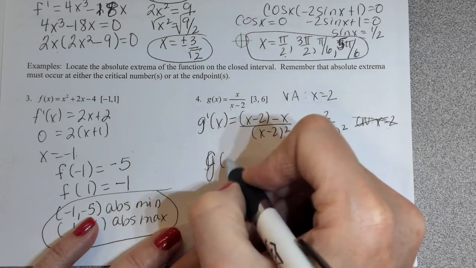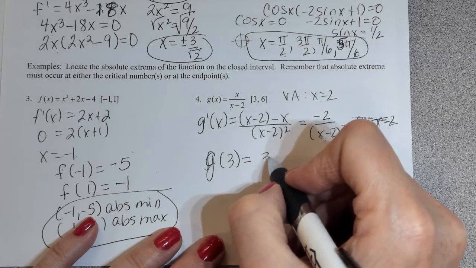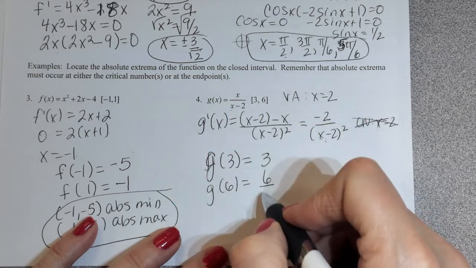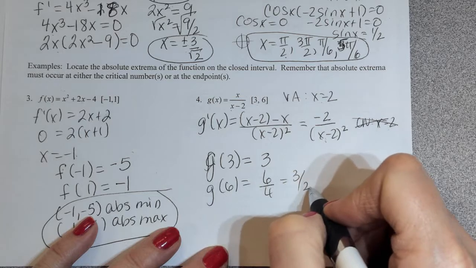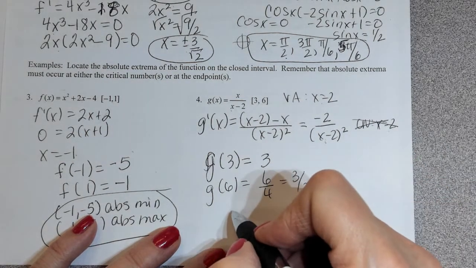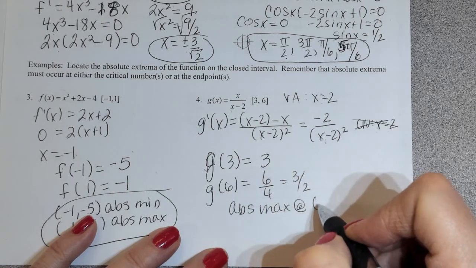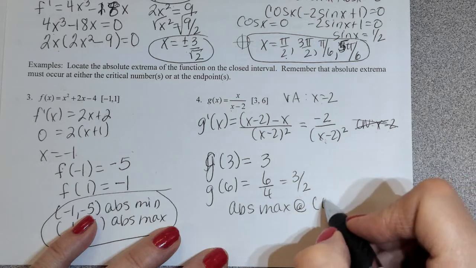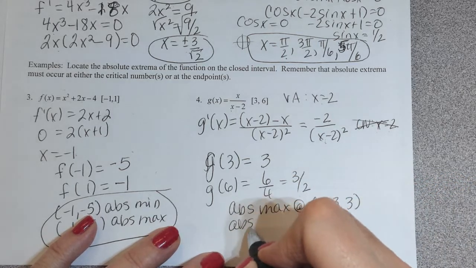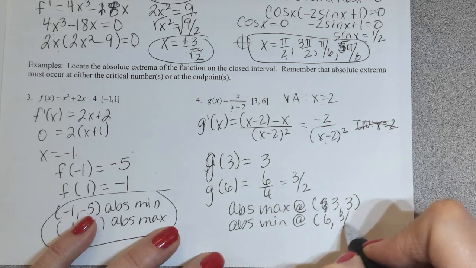So I'm going to check g of 3, plugging 3 in. I'm going to get 3. Plugging 6 in, I get 3/2. So this is the highest, this is the lowest, so therefore we have an absolute max at 3, 3, and we have an absolute min at 6, 3/2.